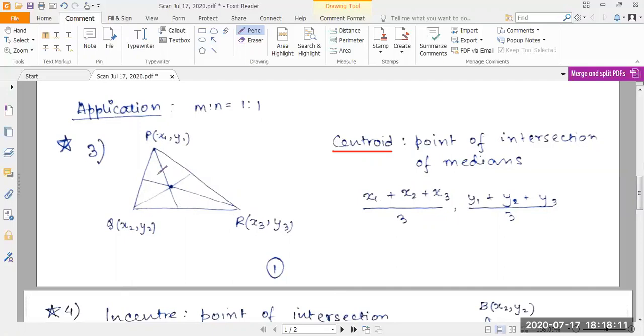Now, the three medians intersect at a point which is called the centroid. If the coordinates of P, Q, and R are x1, y1, x2, y2, x3, y3 respectively, then the coordinate for the centroid will be given as (x1 plus x2 plus x3) by 3, comma (y1 plus y2 plus y3) by 3. So that is the coordinate for the centroid of a triangle.